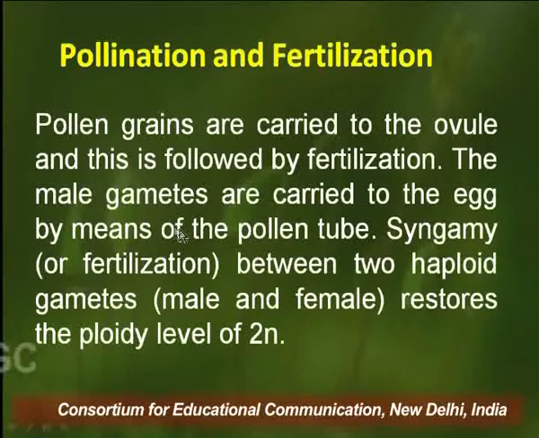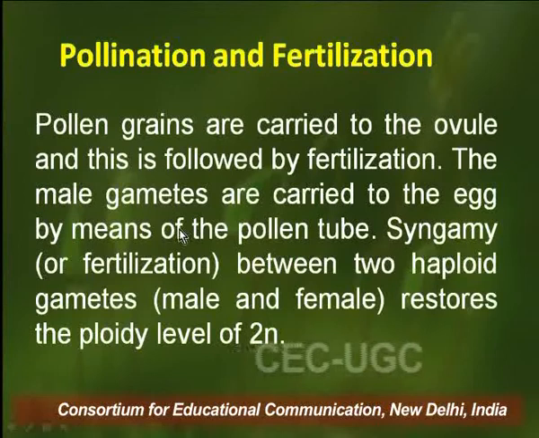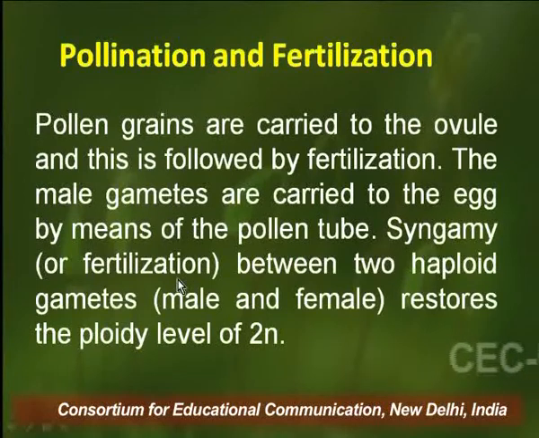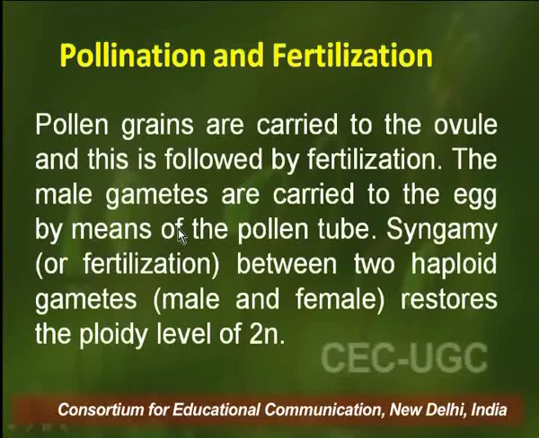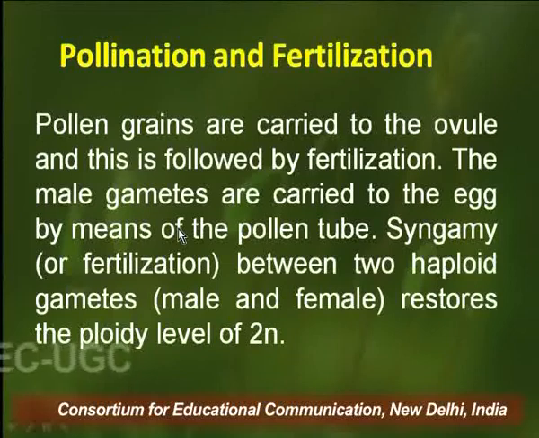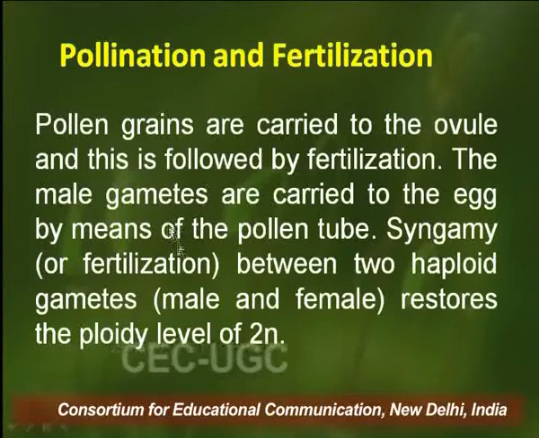Now let us talk about the pollination process and fertilization. Pollen grains are carried to the ovule, and this is followed by fertilization. The male gametes are carried to the egg by means of the pollen tube. Syngamy, or as we also call it fertilization, between two haploid gametes, that is male gamete and female gamete, restores the ploidy level of 2n. The new sporophyte is first represented by the zygote that later on develops into an embryo. Thus, the cycle is completed.